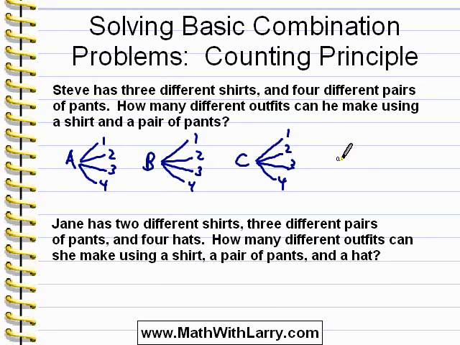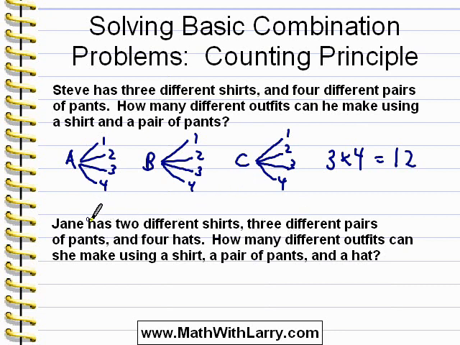There's a much easier way to do this. All we have to do is see that there are 3 different shirts, and each shirt can be paired with 4 different pairs of pants. So our answer is simply 3 times 4, which of course is 12. We just multiply the values given. Let's try that for this example so we don't have to make such a large tree diagram.